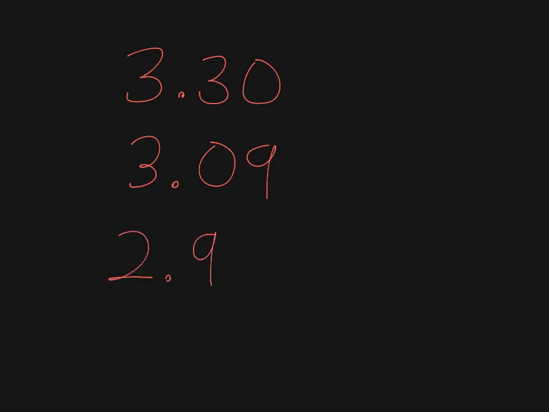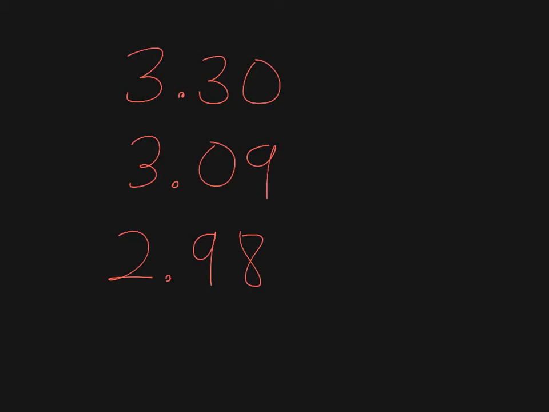Alright, number 3 is a word problem. Says Jesse enjoys running every day for exercise. On Monday he ran 3.30 miles. Here is Monday's miles. On Tuesday he ran 3.09. Here is Tuesday, 3.09. And on Wednesday he ran 2.98. It says, on what day did Jesse run the farthest?